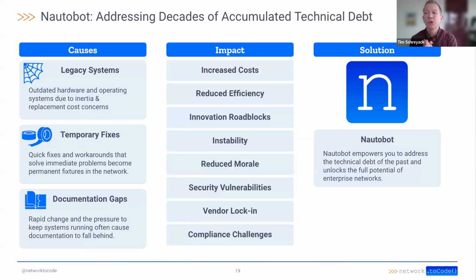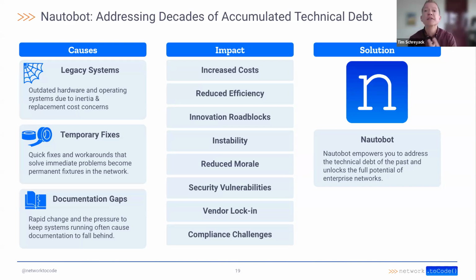Now, on to Notabot addressing decades of accumulated technical debt. We also referenced this on an earlier screen, this idea of technical debt that we have acquired over the last 30 years that we've been operating networks. We have our legacy systems that we have just grown up with, and those have incurred various bits of technical debt as well. We acquire new companies, we merge with others, and all of a sudden we have all of these networks that are really difficult to maintain just because they're legacy.